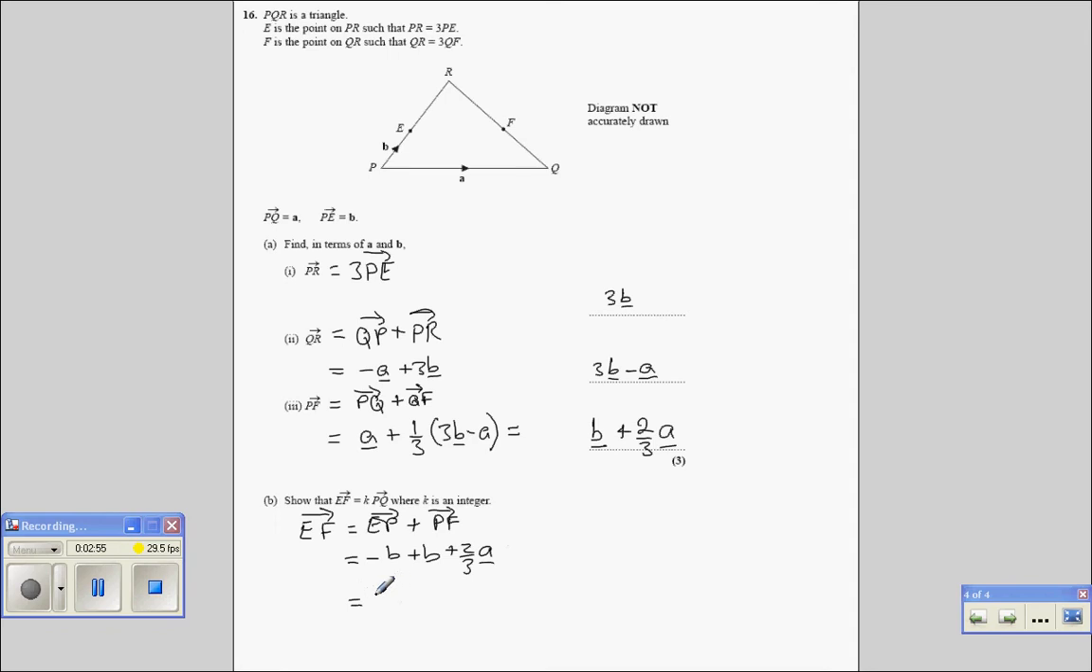And the vector A is PQ, so it's equal to 2/3 PQ. And it's worth pointing out that there's a mistake in this question. They don't mean k is an integer, they mean that k is a fraction or a rational number.